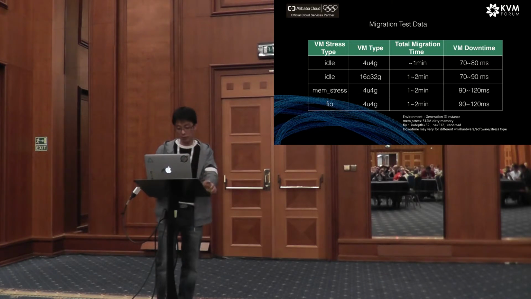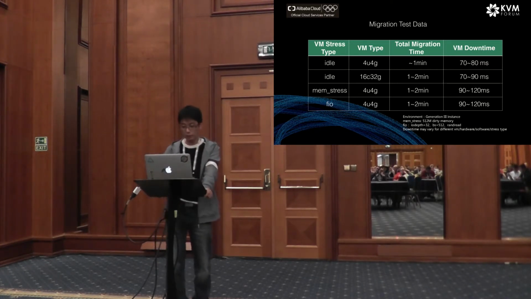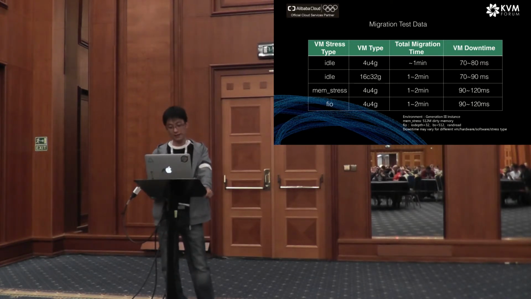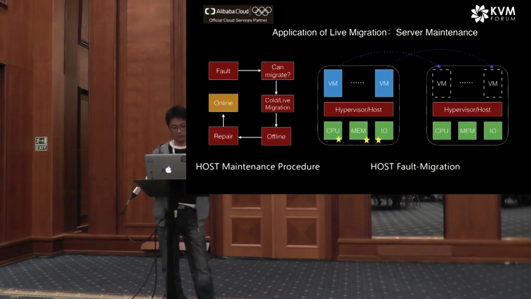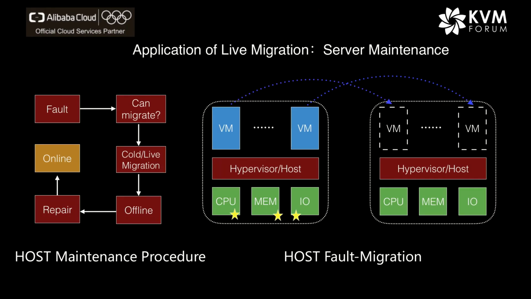After all this work has been done, the downtime has been brought down from 18 seconds to 100 milliseconds. So after all these things are done, I think migration can gradually take effect in our cloud. So what is the value it brings to us? The first one is server maintenance.